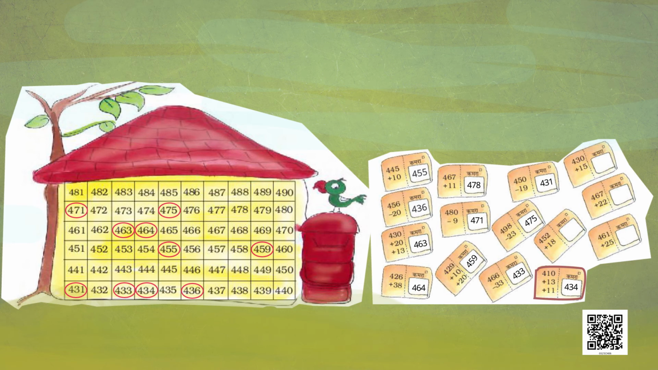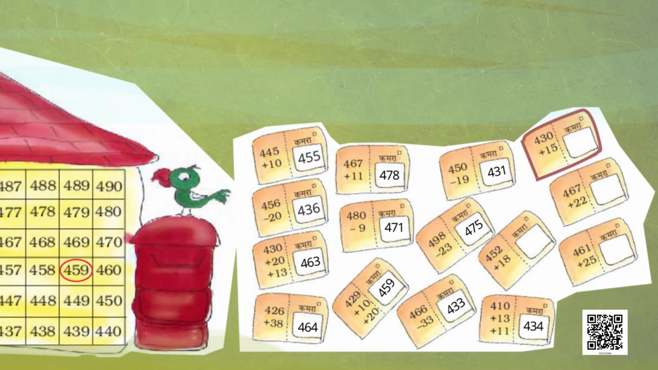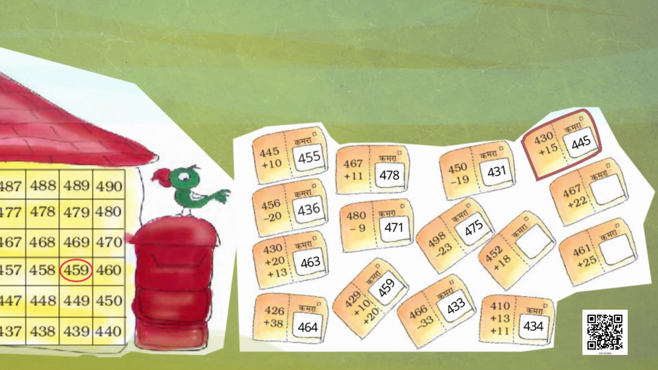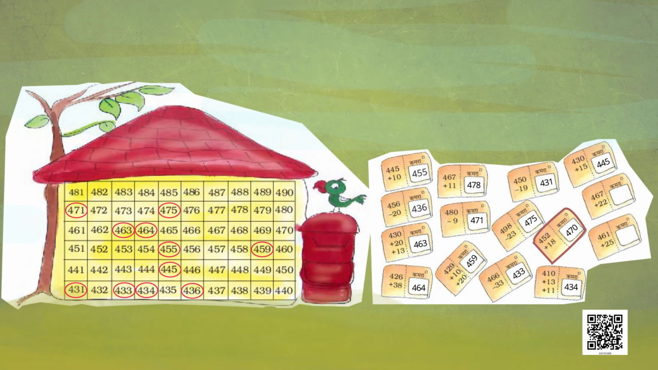Okay, dear children, look here. 430 plus 15. Yes, 445. So let us deliver this letter in room number 445. Well done. So dear children, look here. Room number 452 plus 18. So what's the room number? Correct. 470. Let us deliver it.